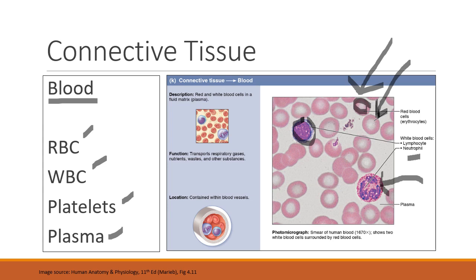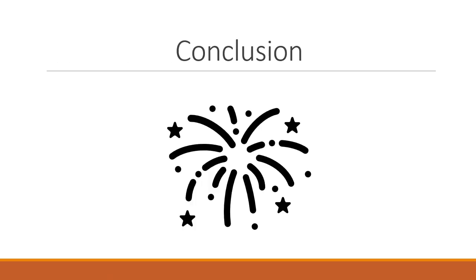Okay, we'll learn about blood at the beginning of ANP2, but for now, that's it for connective tissue.